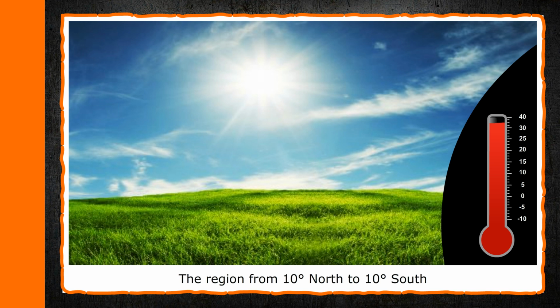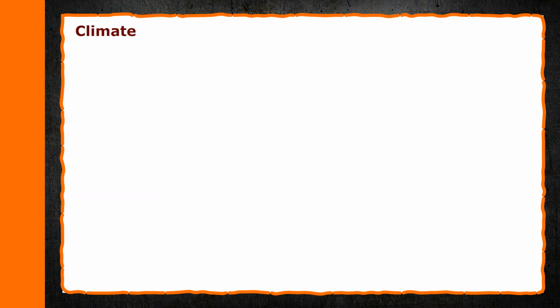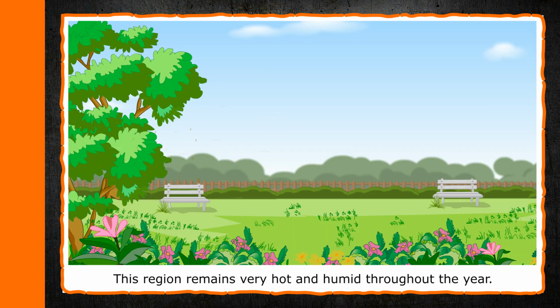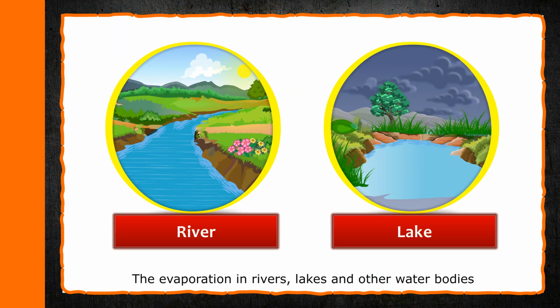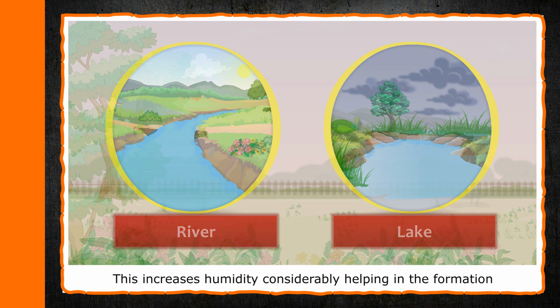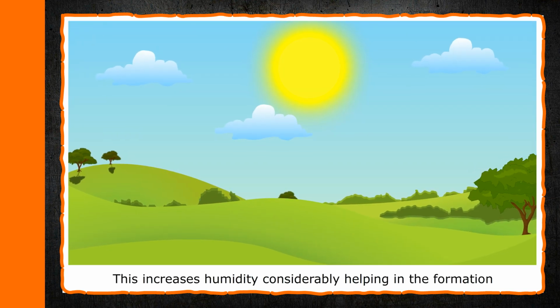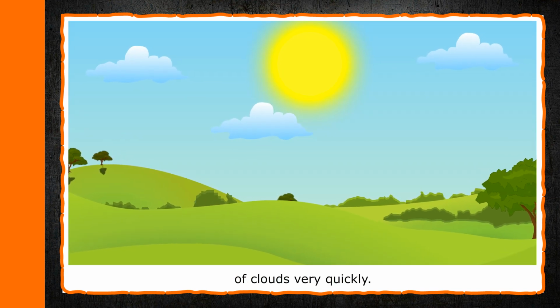The region from 10 degrees north to 10 degrees south of the equator is called the equatorial region. This region receives maximum sunlight due to its position. Climate. This region remains very hot and humid throughout the year. The evaporation in rivers, lakes, and other water bodies is very high in this area. This increases humidity considerably, helping in the formation of clouds very quickly.